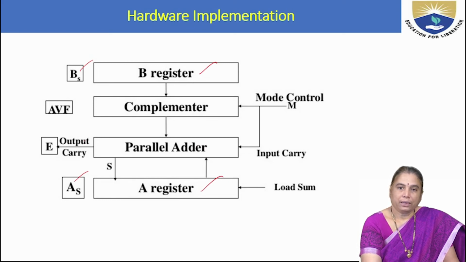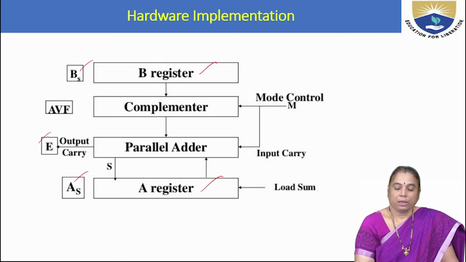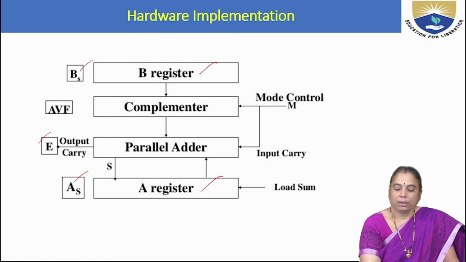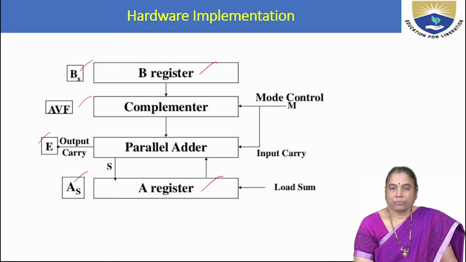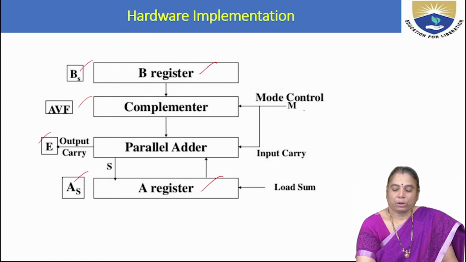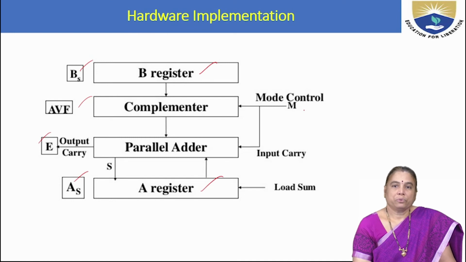If any carry is produced, that is stored in the E flip-flop. Complementer is used to perform the 2's complement value and overflow can be stored in the AVF flip-flop. And here M is the mode control. The same circuit can be used for two purposes. The control line M is used to recognize which operation is going to be performed.